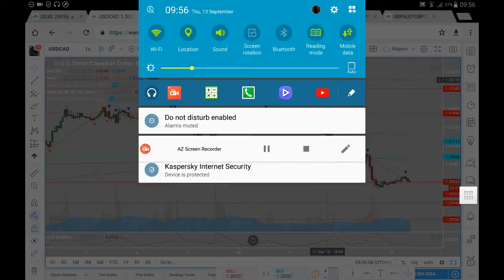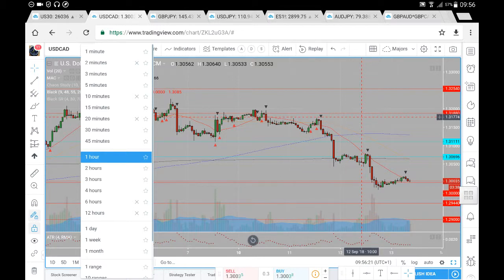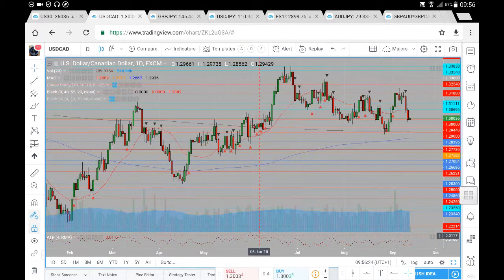If, however, we do see a breakdown from this 130, we are looking for price potentially to head down towards a 129.44, a successful break from which then looking for price to head down towards that 129 here on the US dollar CAD. And finally, we'll have a look here at the daily chart of the US dollar CAD.